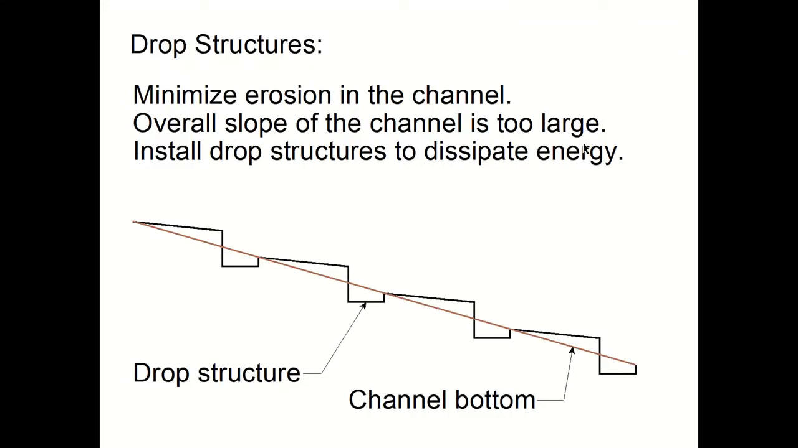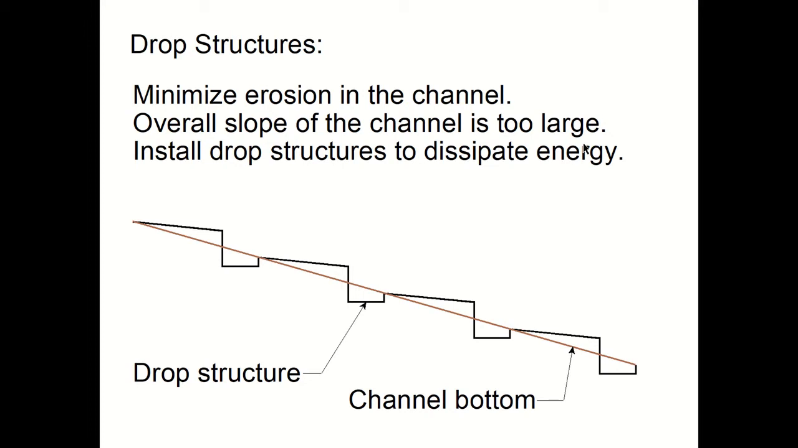We're now going to look at the hydraulic structure called a drop structure. The purpose of the drop structure is to dissipate energy and to slow the water down so it does not cause erosion to the channel. So a drop structure would minimize erosion in the channel when the overall slope of the channel is too large, so we'll install the drop structures to dissipate the energy.